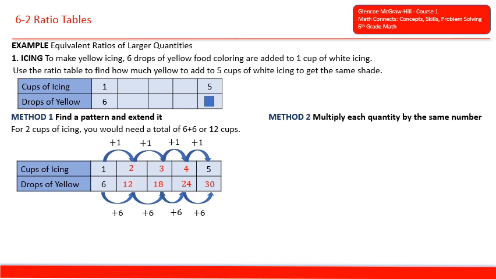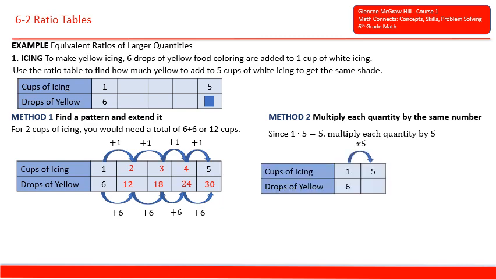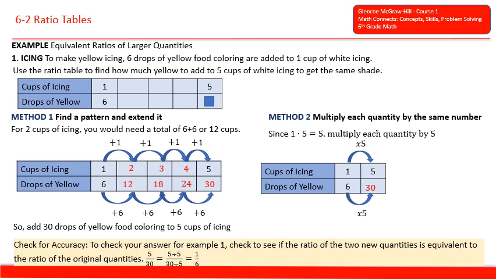Method 2, we can multiply each quantity by the same number. So since 1 times 5 equals 5, multiply each quantity by 5. And we multiply 1 times 5, we get 5 cups of icing. And we multiply 6 drops of yellow times 5, we get 30. So add 30 drops of yellow food coloring to 5 cups of icing.